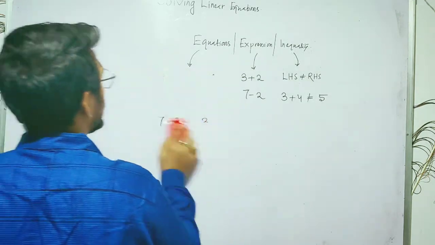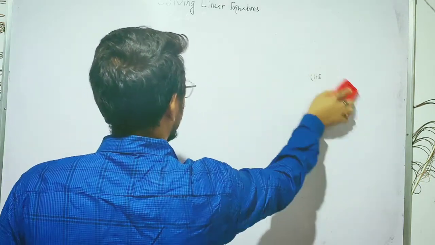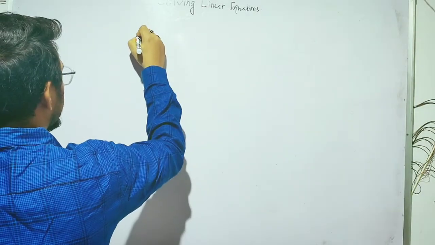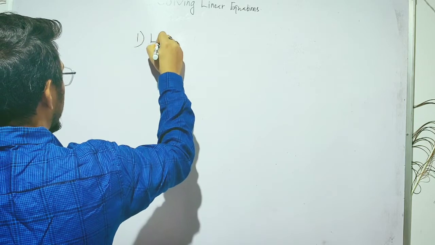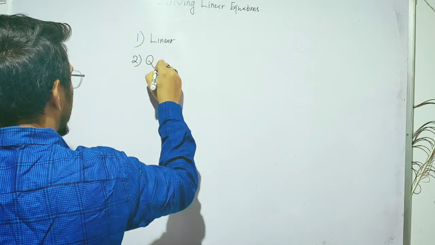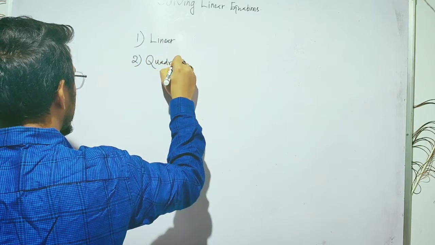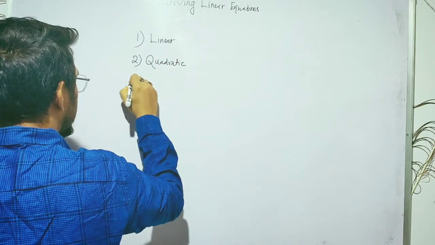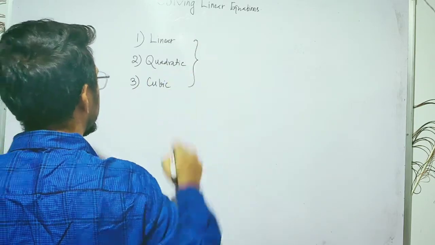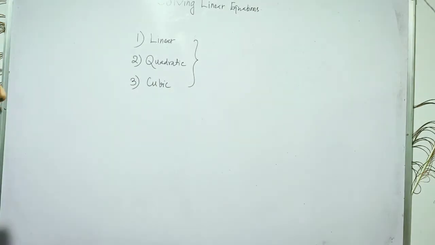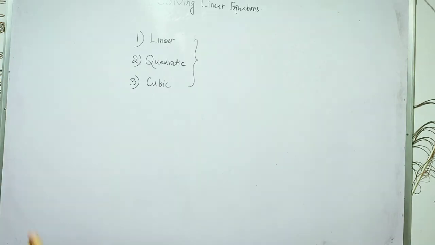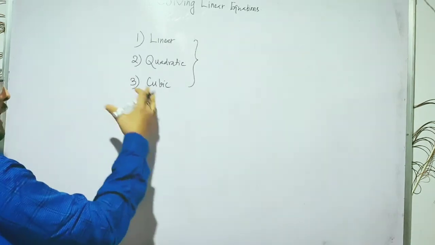Now let us come to the different types of equations that we can see generally in mathematics. The first one is known as the linear equation. Then we can see quadratic equation. Then we can see cubic equation. These three equations are very common. Apart from them, there can be multiple equations also. Now see, what is the difference between a linear, quadratic, and cubic equation?